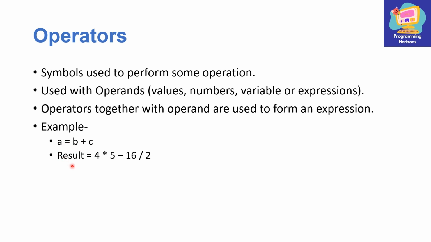And in the second example, we have result = 4 * 5 - 16 / 2. Here symbols like the equal to sign, multiply, minus and divide are operators, whereas result, which is the name of a variable, and 4, 5, 16 and 2 are considered as operands. Together they form expressions. So in this case, example 1 is a separate expression and example 2 is also an expression. We will study more about operators later on.